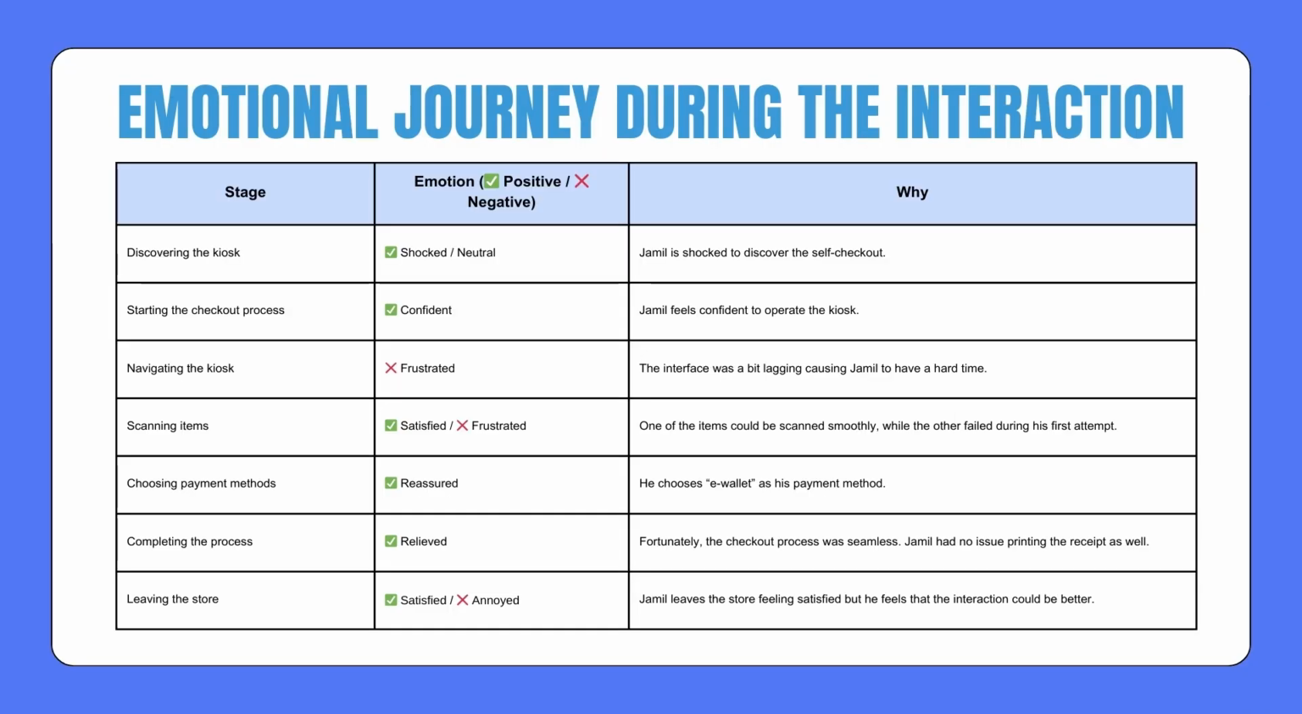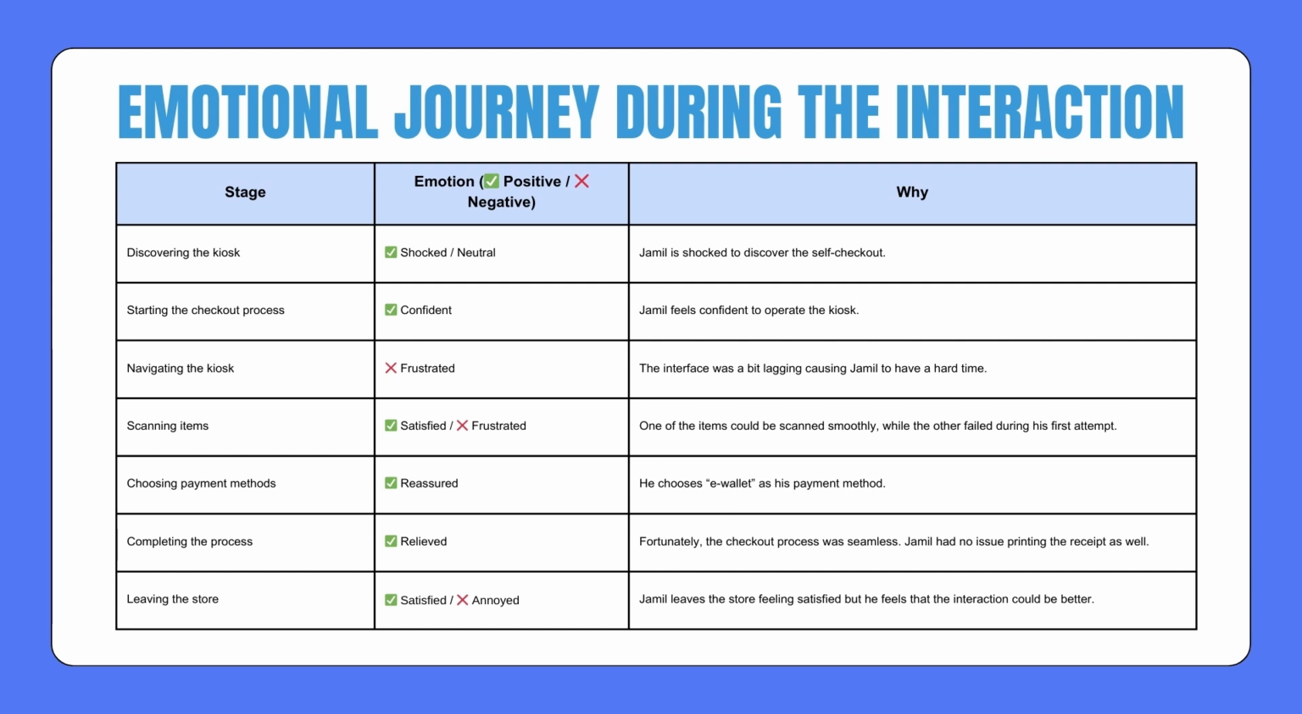The first stage is discovering the kiosk. Jamil feels shocked/neutral. Jamil is shocked to discover the self-checkout kiosk. The second one is starting the checkout process. He feels confident. Jamil feels confident to operate the kiosk. The third one is navigating the kiosk. He feels frustrated. The interface was a bit lagging, causing Jamil to have a hard time.